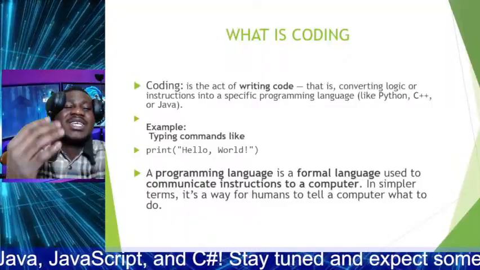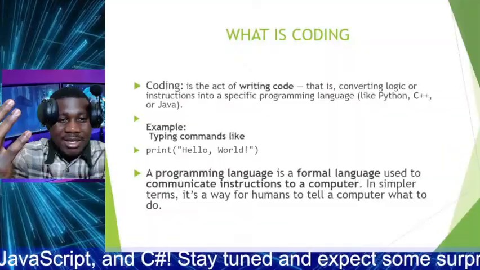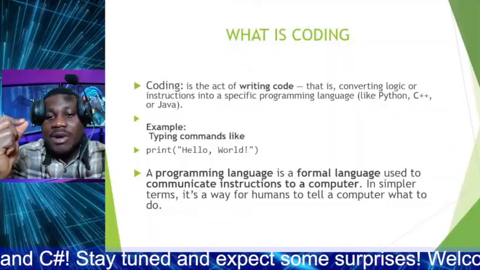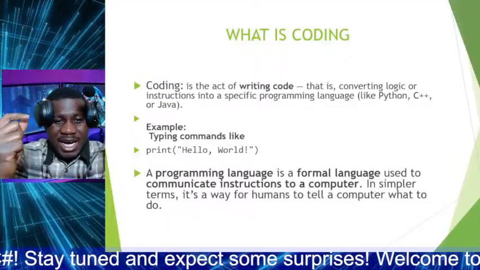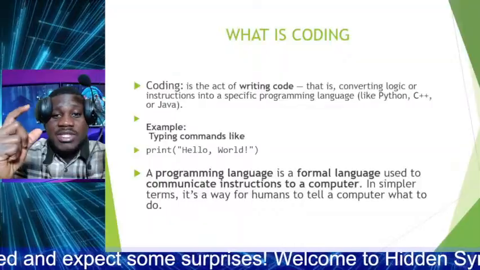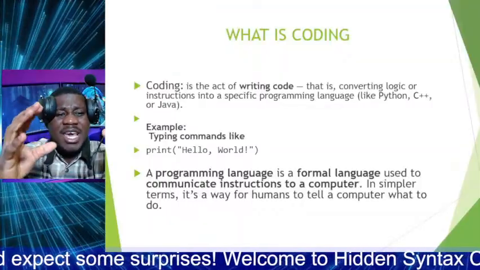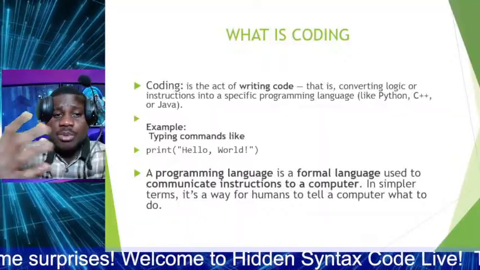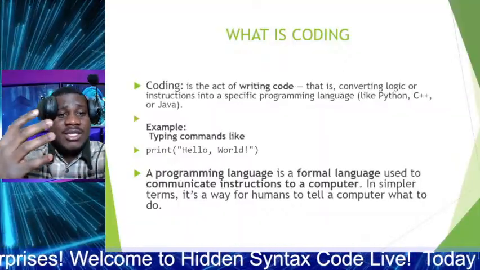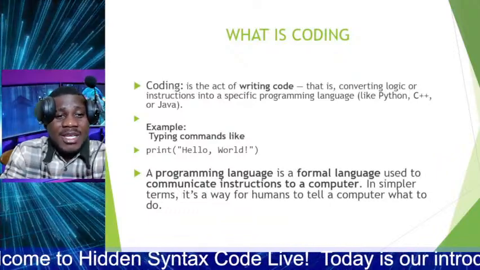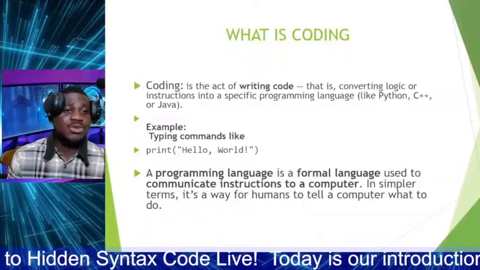So what is a programming language? A programming language is a formal language used to communicate instructions to a computer. It is a formal language that we can use to communicate with the computer. We can use it to interact with the computer. It is like a natural language, as we speak.